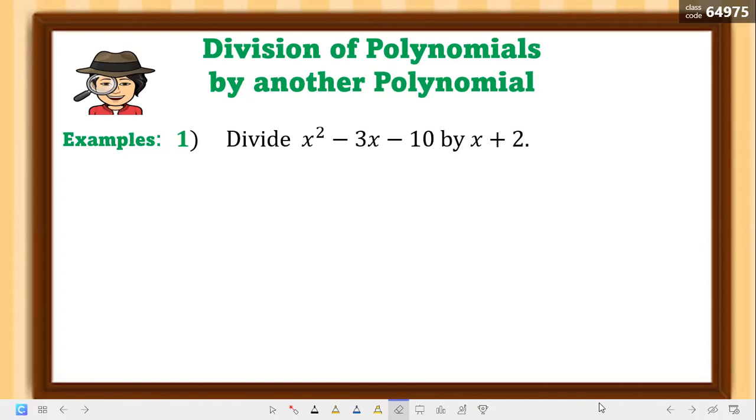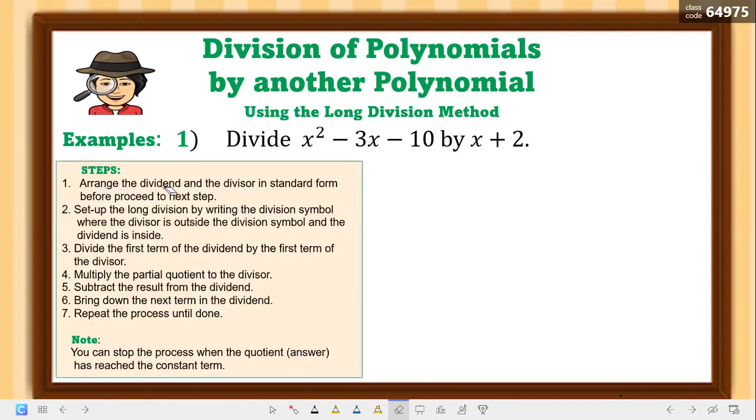Yes, si Daniel. X plus 2 po. Yes, okay. So, yun yung divisor natin. And of course, this is the dividend. Yung hahatiin natin. Okay? So, first, sabi nga sa step kanina, di ba? Using our long division, arrange the dividend and the divisor in standard form before proceeding to the next step.